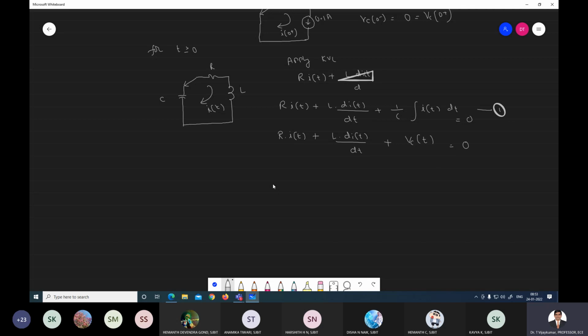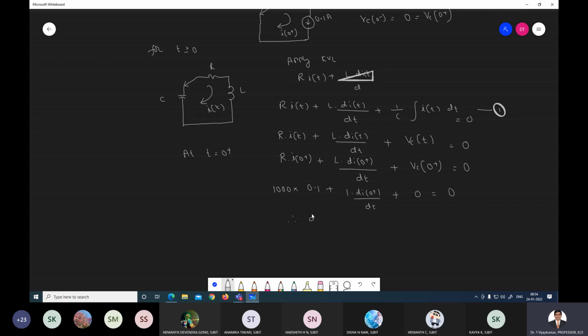At t is equal to 0 plus, this becomes R into I of 0 plus, plus L into dI of 0 plus divided by dt, plus Vc of 0 plus is equal to 0. What is the R value? R value is 1000 ohm. 1000 into I of 0 plus, which is 0.1 amps, plus L value is 1 Henry, into dI of 0 plus divided by dt, plus voltage across the capacitor is 0.